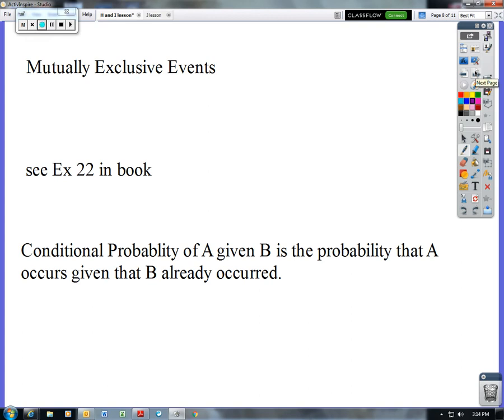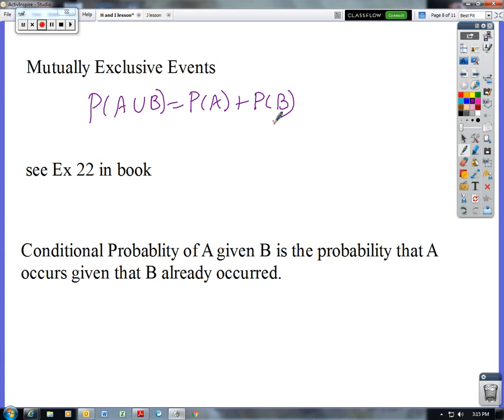Mutually exclusive events, we already saw. Oh, I just talked about those. The same law will work, but you could also shorten it to just probability of A plus probability of B because the intersection is 0, or the empty set. Example 22 you can look at on your own in the book. It's fairly easy. And then the conditional probability.